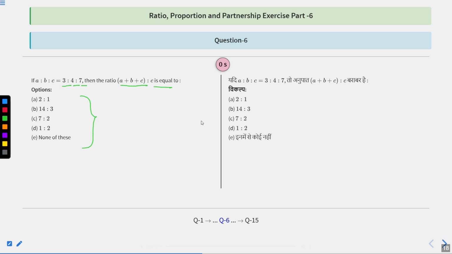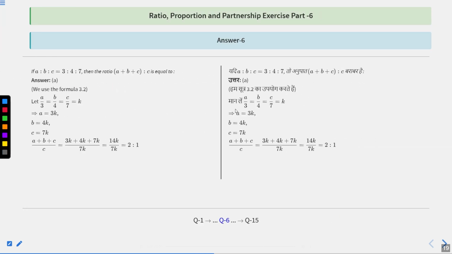Now time's up. Let's see the solution. The question says that the ratio of A, B and C is 3:4:7. Clear? So we can say that A equals 3k, B equals 4k and C equals 7k. Clear? So we put the values in this ratio. A plus B plus C upon C becomes 3k plus 4k plus 7k upon 7k. It becomes 14k upon 7k. When we solve it, k cancels out, and 7 twos are 14. So the ratio becomes 2:1. So A is the correct answer.